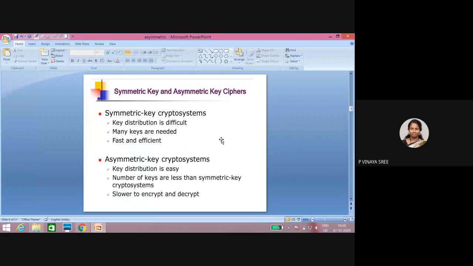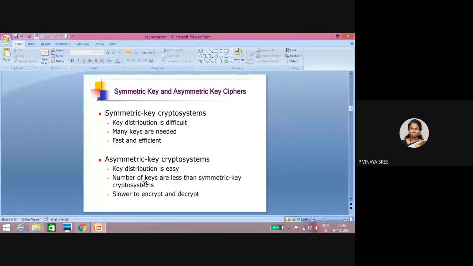So these are the differences between symmetric key cryptography and asymmetric key cryptography. In symmetric key cryptography, key distribution is difficult, as I already said. Why? Because when the sender and the receiver want to communicate, they have to know the secret key that is shared between them. If the number of users increases, the complexity increases and the security will fall. So many keys are needed. But the advantage here is that it is fast and efficient.